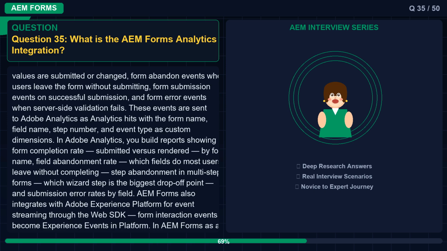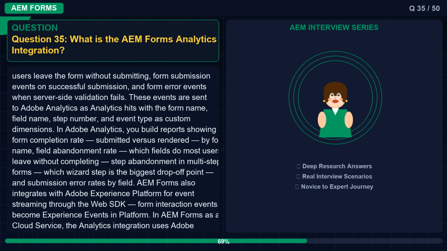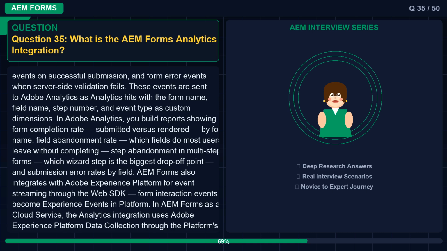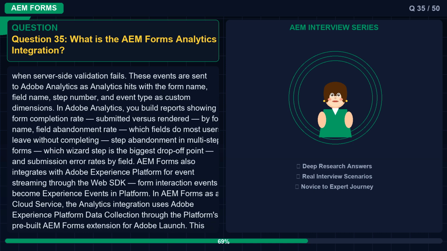In Adobe Analytics, you build reports showing form completion rate, submitted versus rendered, by form name; field abandonment rate, which fields do most users leave without completing; step abandonment in multi-step forms, which wizard step is the biggest drop-off point; and submission error rates by field.